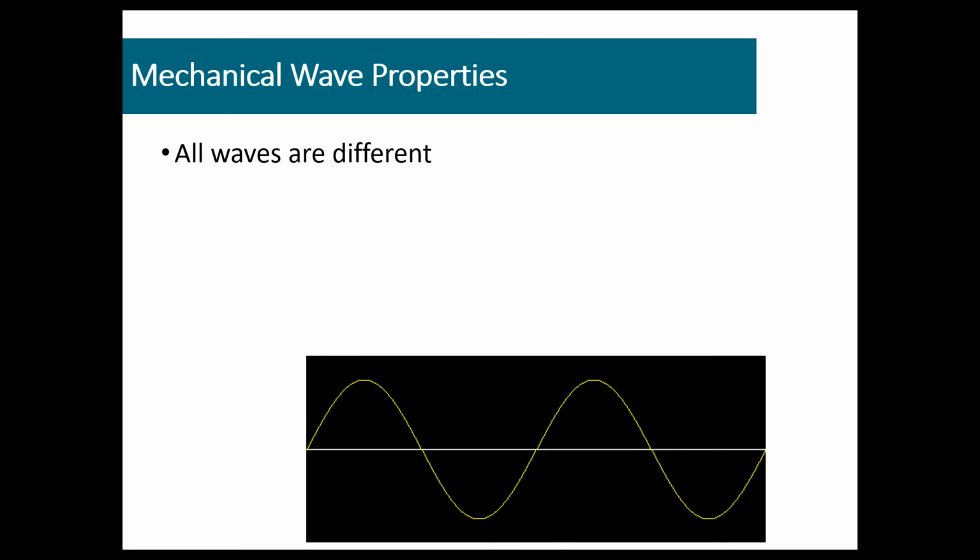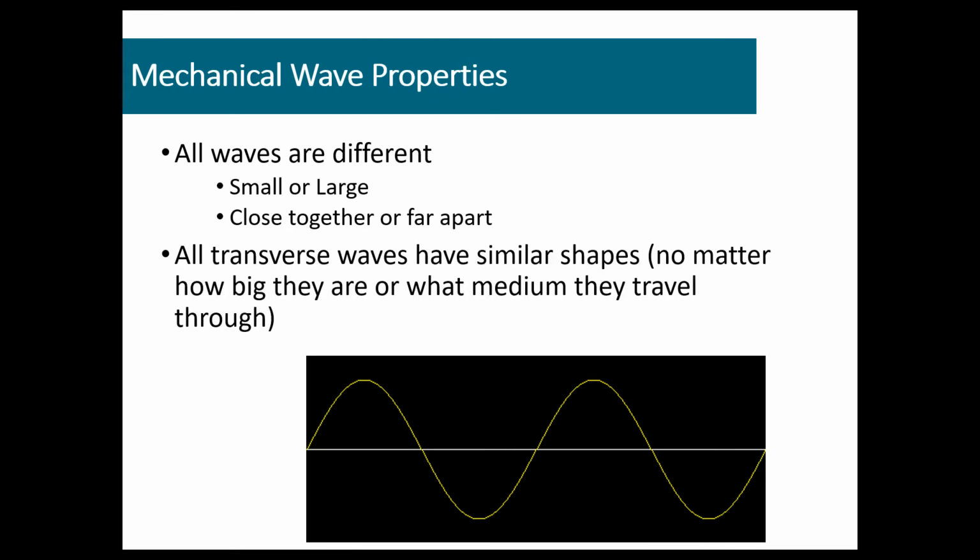All right, so let's look at some different properties of waves. So all waves are different. We've already seen this with transverse waves and compressional waves, and it's going to become even more apparent when we get to electromagnetic waves. You can have different sizes of waves. They can produce different types of sound. You can have waves that are far apart, or have a greater wavelength, versus a shorter wavelength. You can have different frequencies.